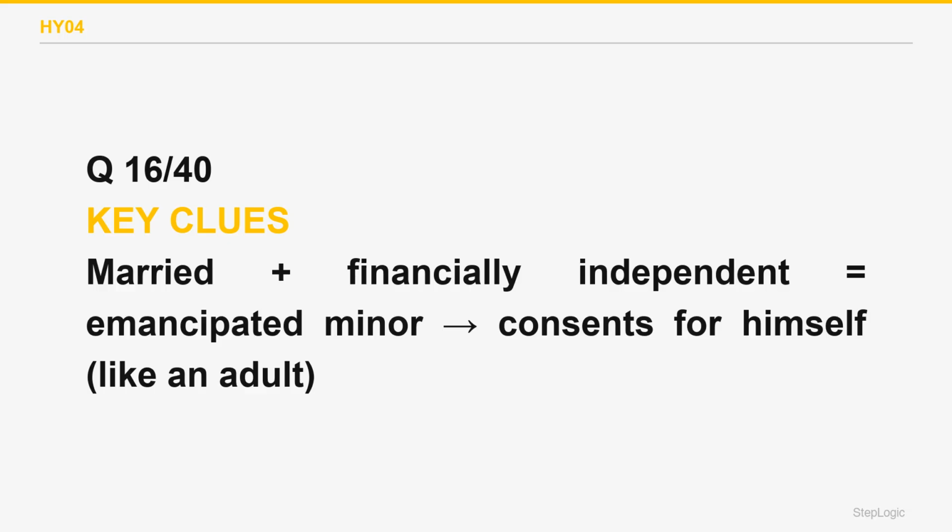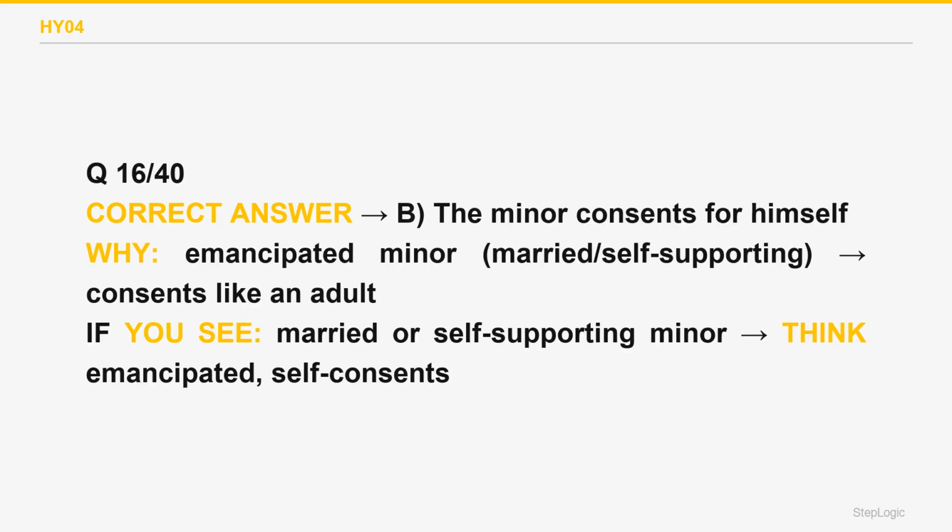Because this 17-year-old is married and financially independent, he provides his own consent and parental authority no longer applies. The correct answer is B. Parental consent is not required once a minor is emancipated, since emancipation removes parents' decision-making authority. Choice C wrong. Waiting until age 18 ignores that emancipation grants adult decision-making rights early. Choice E wrong. An emancipated minor consents for himself.